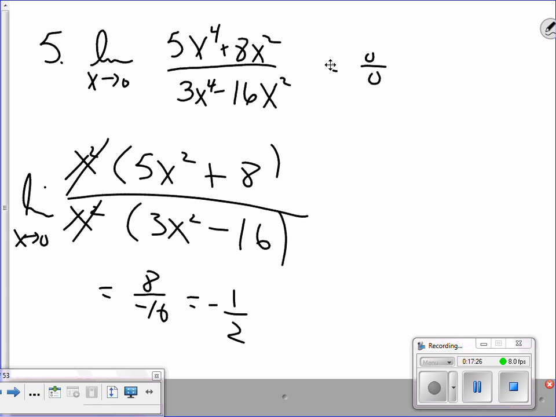Good one? If you did L'Hopital's, you have to keep going over and over. It takes 2 minutes.